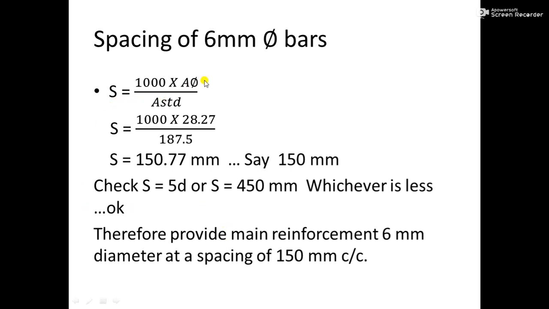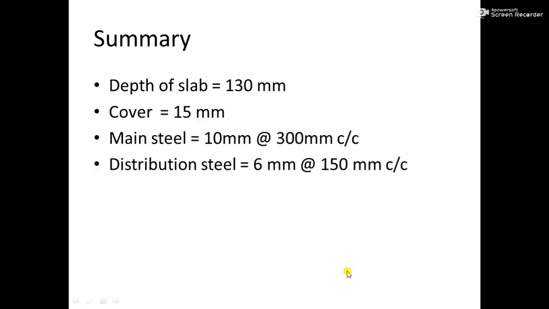Spacing S is equal to 1000 into area of 1 bar upon total Ast of distribution steel, that is 1000 into 28.27, that is pi by 4 into d square, that is pi by 4 into 6 square, which comes to 28.27, and the steel for distribution is 187.5. So S is the spacing 150.70 mm, say 150 mm, and it must be the minimum of 5d or 450 mm, whichever is less. Therefore provide distribution reinforcement as 6 mm diameter at a spacing of 150 mm center to center.